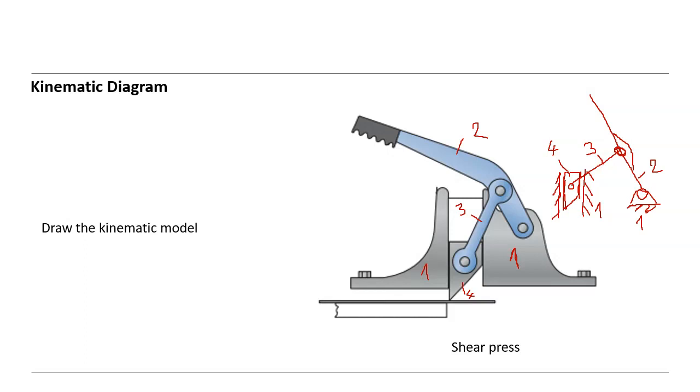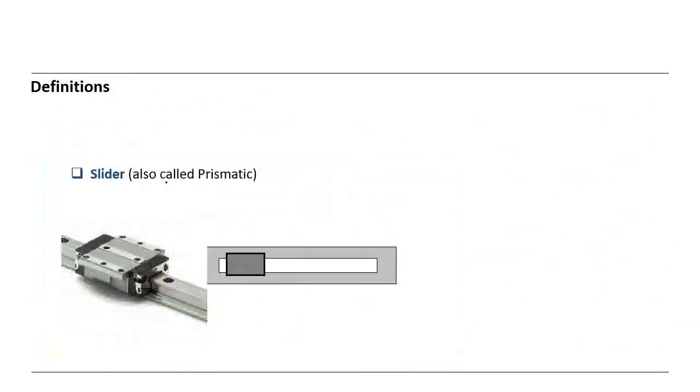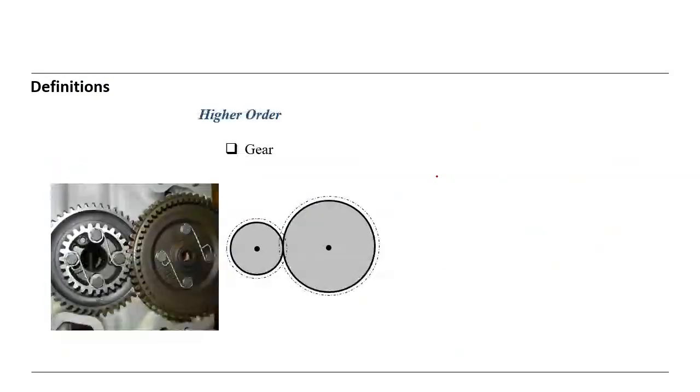Here the joint between 4 and 1 is a slider. That means prismatic, like we learned here. So this is a slider, also called prismatic, slider motion. And in machines, if we design or develop a machine, we have such connections everywhere: prismatic joints, revolute joints, gear joints and so on.